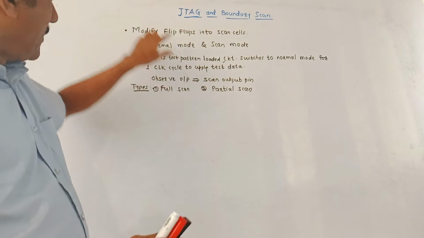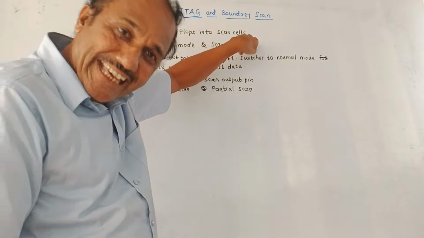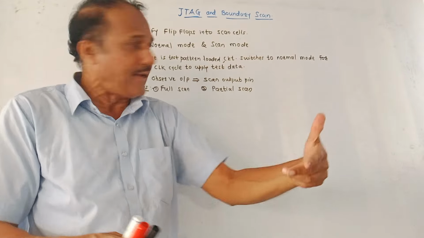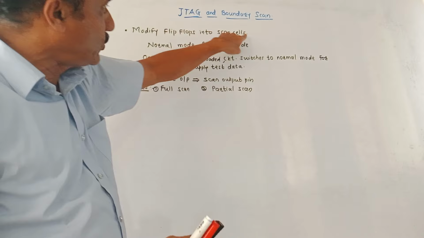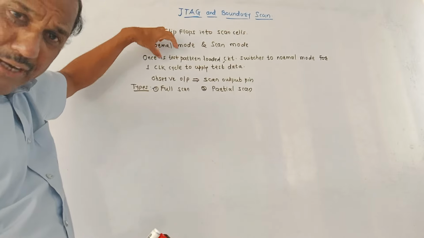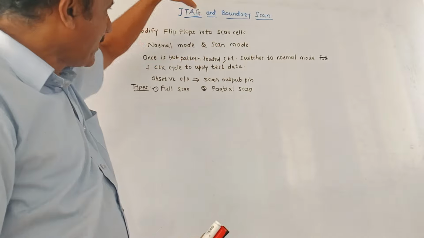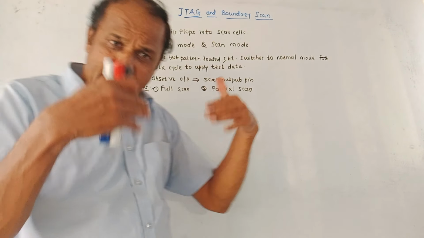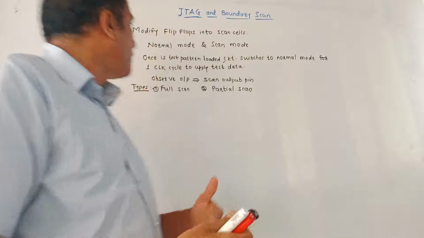In this method, all the flip-flops are modified into scan cells. This is a particular device which we are going to study in detail. So every flip-flop is modified into the scan cell. You can operate it in the normal mode as well as in the scan mode. As the name indicates, in normal mode scanning is not performed, and in the scan mode a test pattern is applied and then the testing is performed.